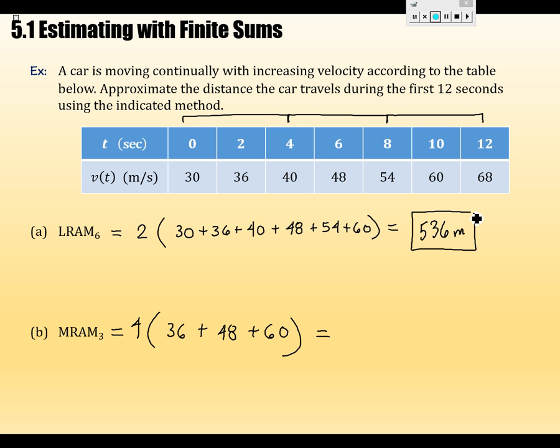All right. By the way, is this an under or over estimate for this one? LRAM. It is under. Now I want to caution you. It is under, but it's not simply because it looks like it's under. It does look like it's increasing, but that's also not enough. It must say so in the problem.